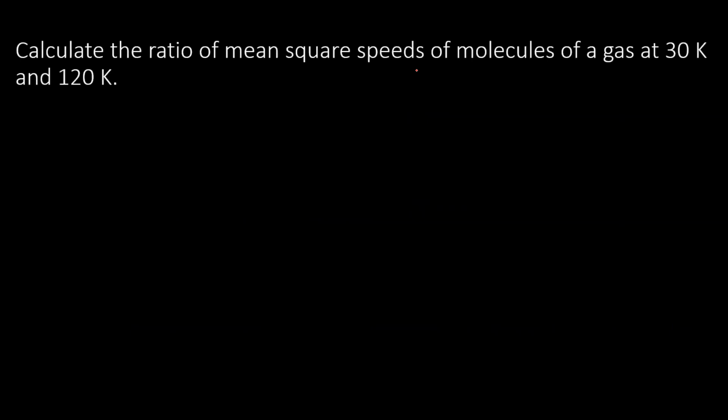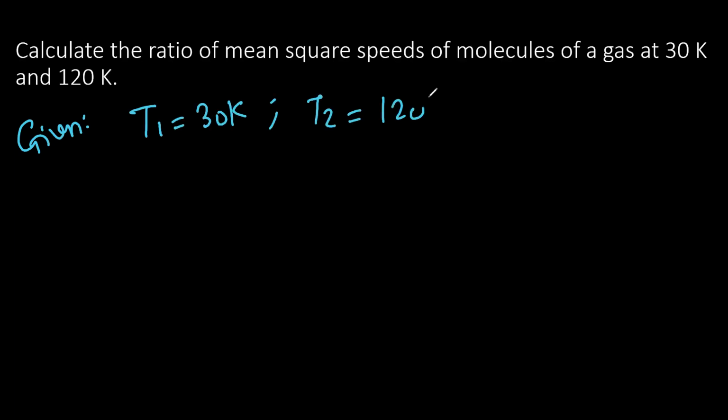This one. Calculate the ratio of mean square speeds of a molecule of a gas at 30 Kelvin and 120. Simple sum. Given: temperature 1 कितना है 30 and temperature 2 कितना है 120. And what we require? Mean square speeds ratio चाहिए. So if you require V1 square bar upon V2 square bar, ये चाहिए. Okay.